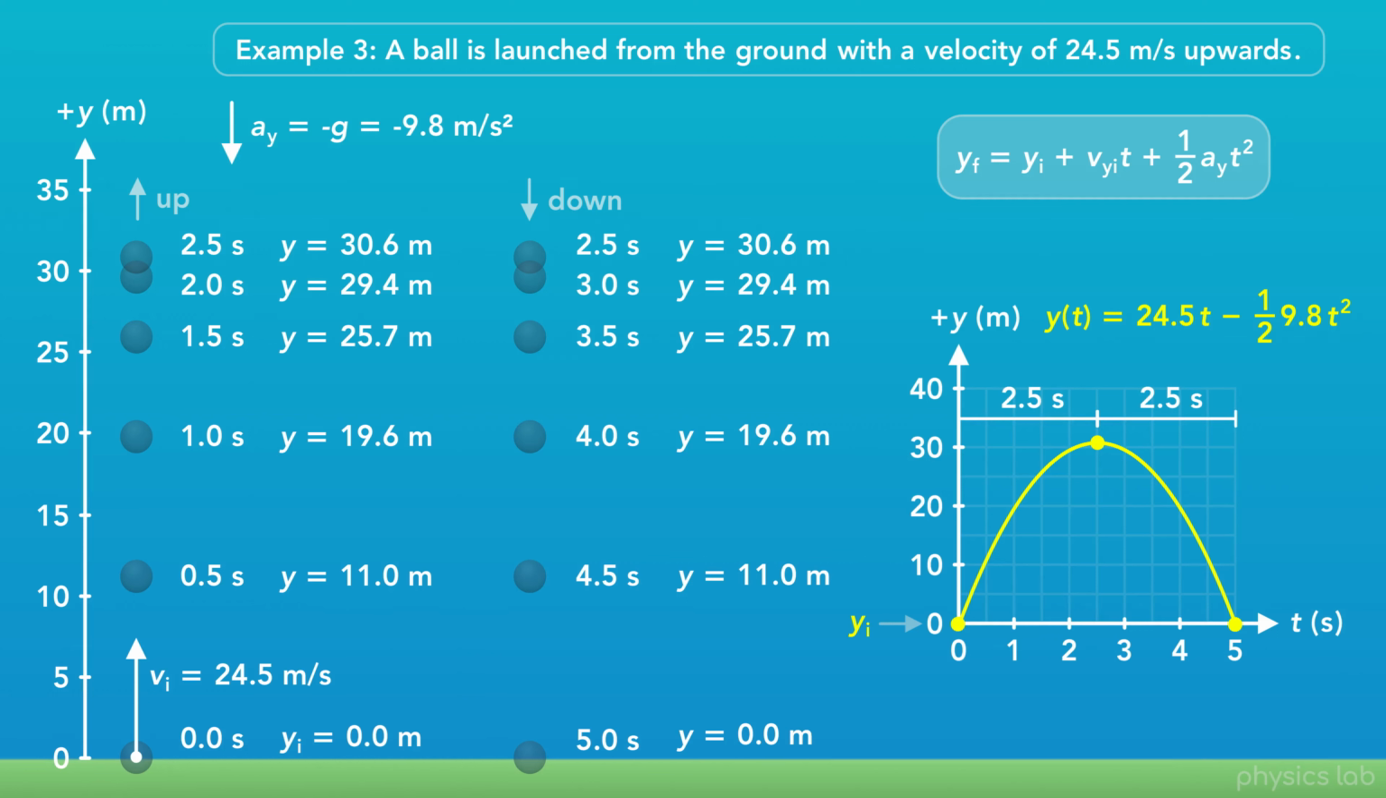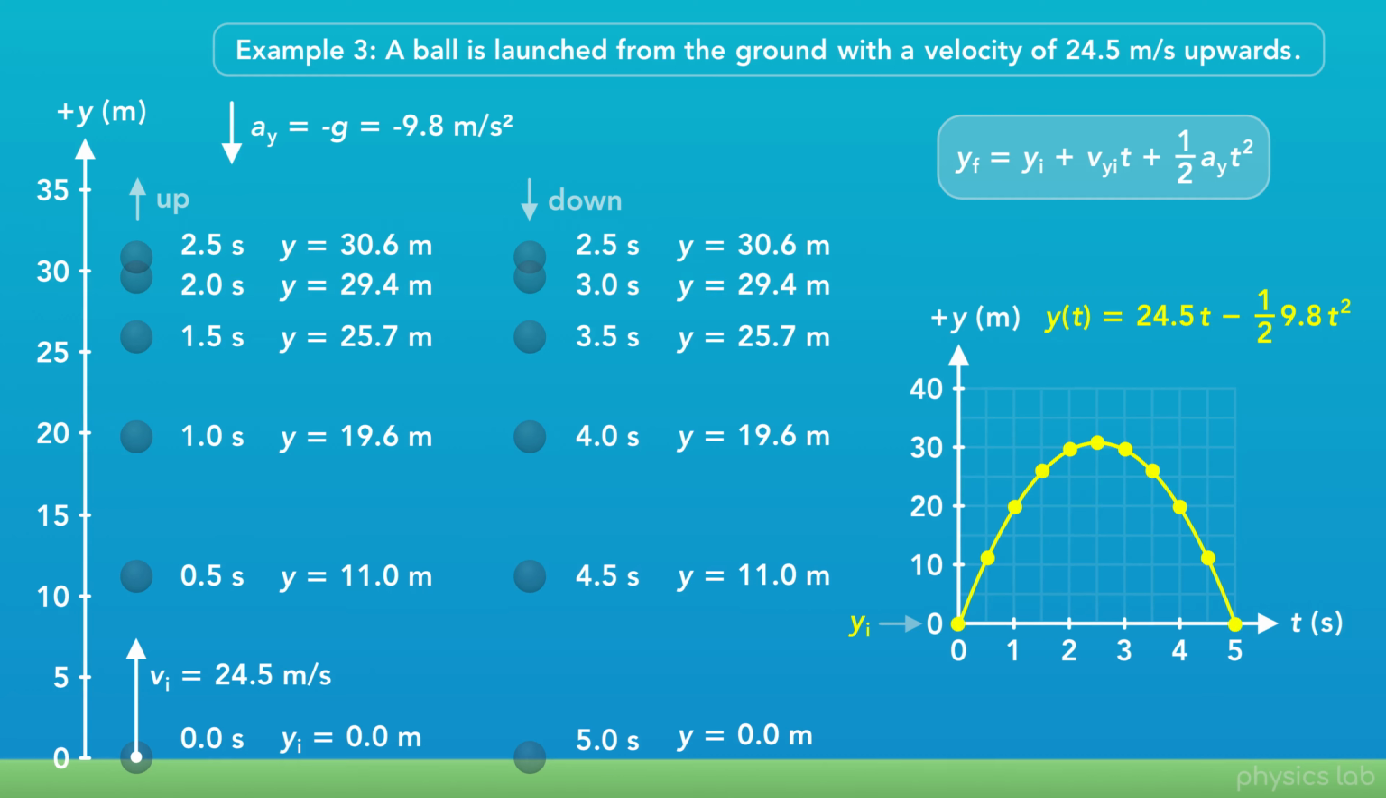Notice that the time at the maximum height is half of the total time. That's because this trajectory is symmetric. It takes 2.5 seconds to go up and 2.5 seconds to fall down. Also, notice that the y position is the same at equal times before and after the maximum height. Half a second before the maximum height, it's at 29.4 meters. And half a second after the maximum height, it's at 29.4 meters again on the way down.